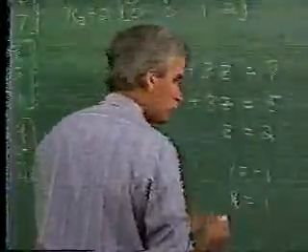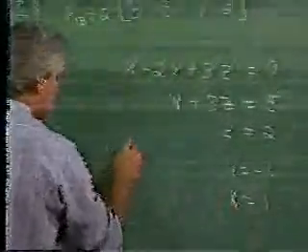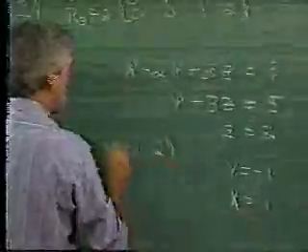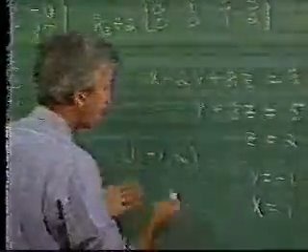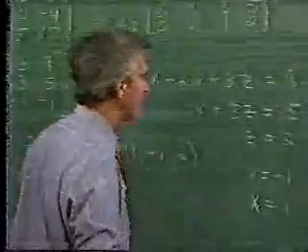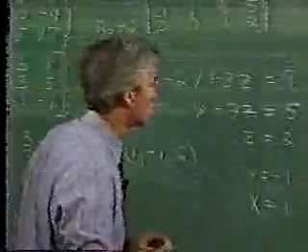So the ordered triplet 1, -1, 2 solves our system of equations. That is, this solution, of course, makes all three of our original equations true.